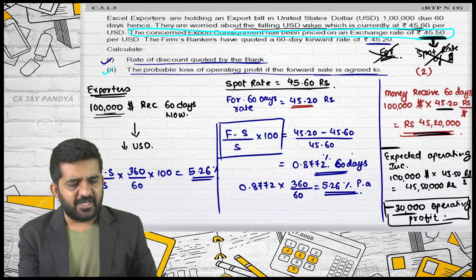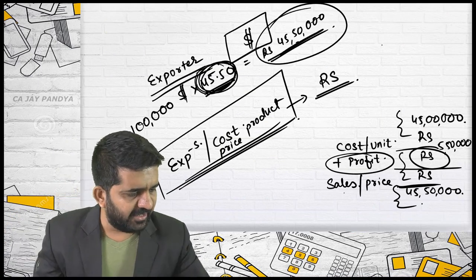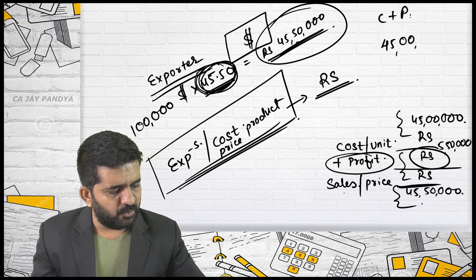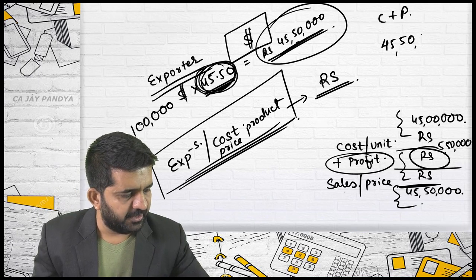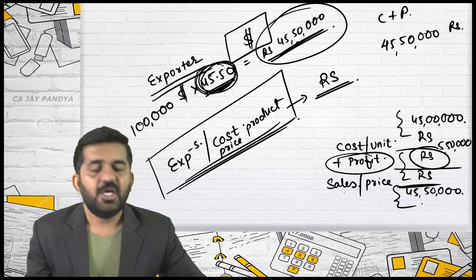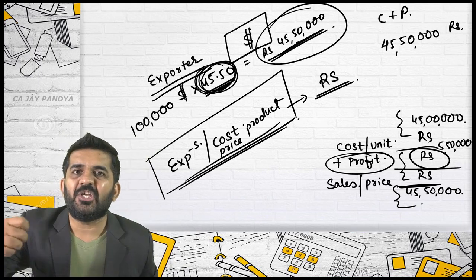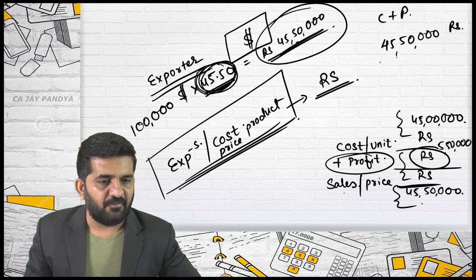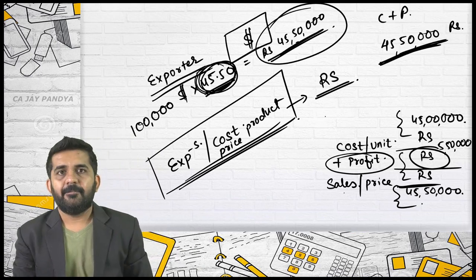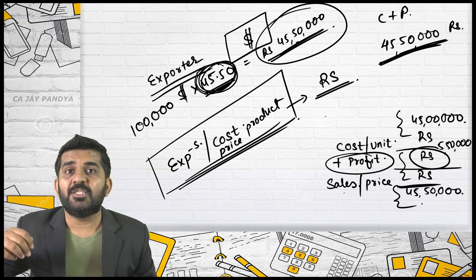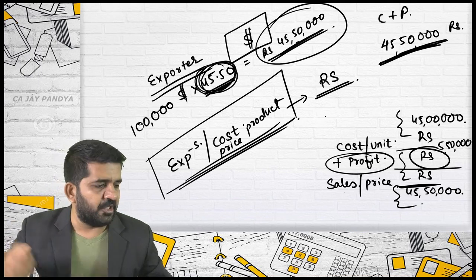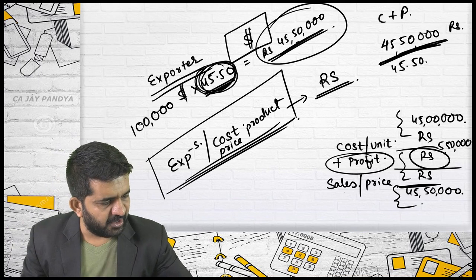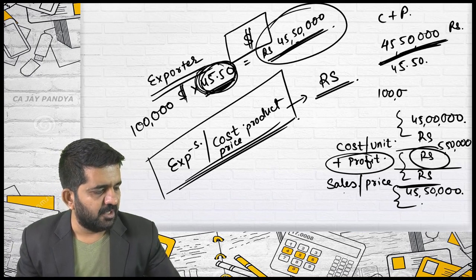Is it alright? See, once again, try to understand, those who are not getting it. The cost plus profit was 45,50,000 rupees. You are an exporter. When you give a quotation to your purchaser, you cannot say my expected price is 45,50,000 rupees. What you need to give him is a quotation in dollars. So what quotation might you have given him? 45,50,000 divided by 45.50, that is nothing but $1 lakh.